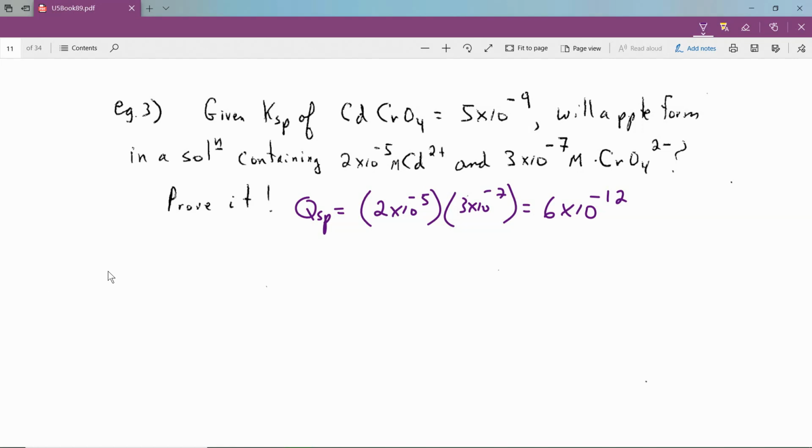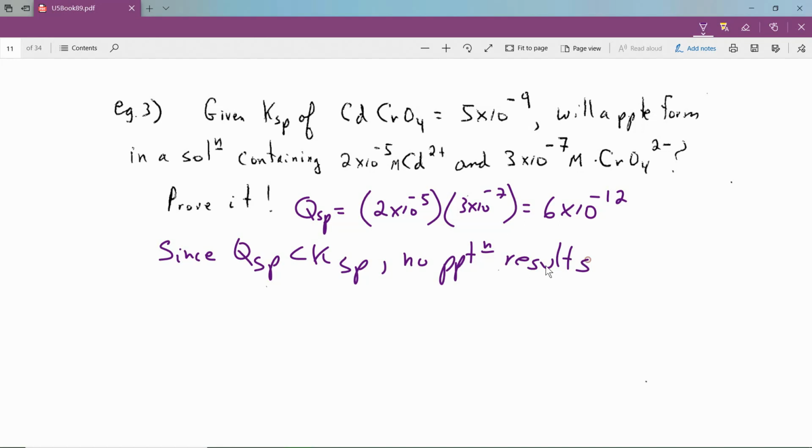So will it form? No. Since QSP is less than KSP, no precipitation results, right? QSP was 6 by 10 to minus 12, which is less than 5 by 10 to minus 9.